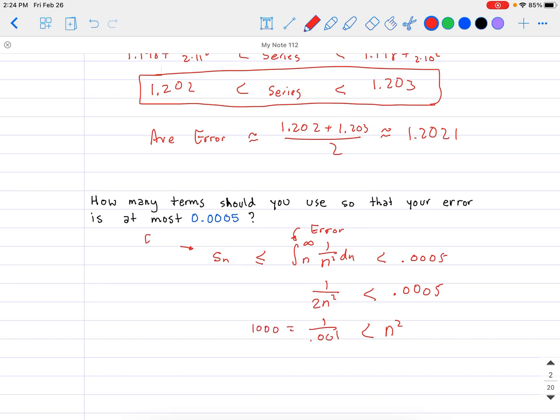So if I now take the square root of both sides, that means n has to be greater than 31.623. So that tells you that when n is equal to 32, or anything greater than or equal to 32 terms, then your error would be less than this result over here.